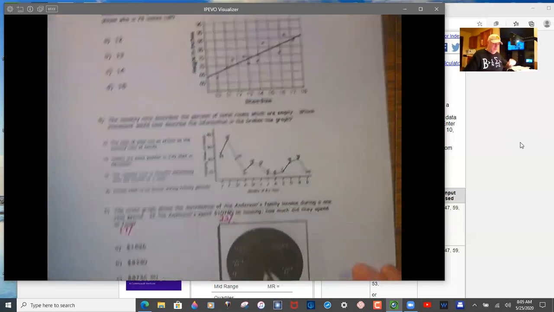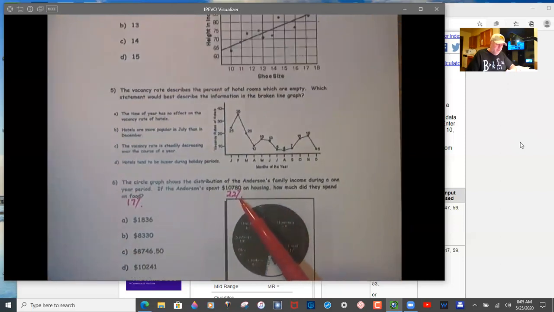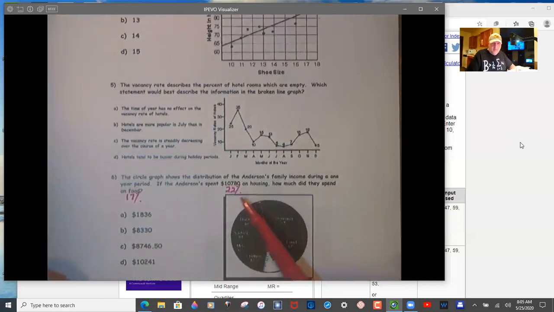Okay, and then more questions on problem 6 here. 22% is the percentage that goes with housing, and 17% is the percentage that goes with food. You can't see it very well on that, so I had to write it in there.